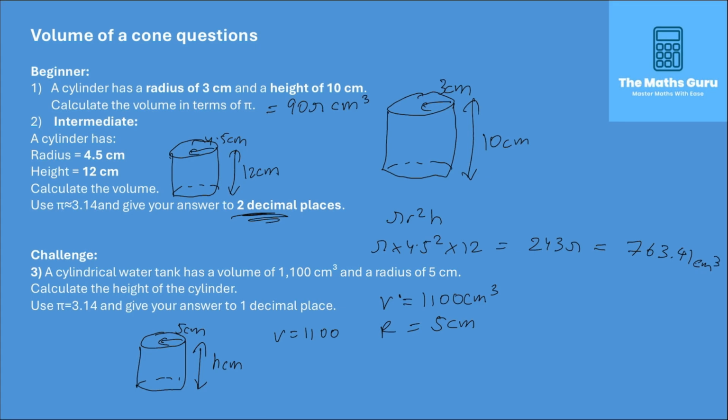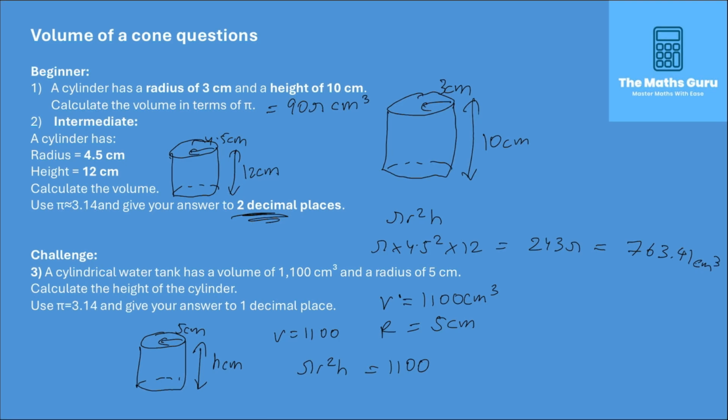Okay, so let's write out what we know. Pi r squared h is equal to 1,100. We can actually reuse this formula, because the formula is an expression of the volume, and we actually have the volume, so we can work backwards in this case to find our h.